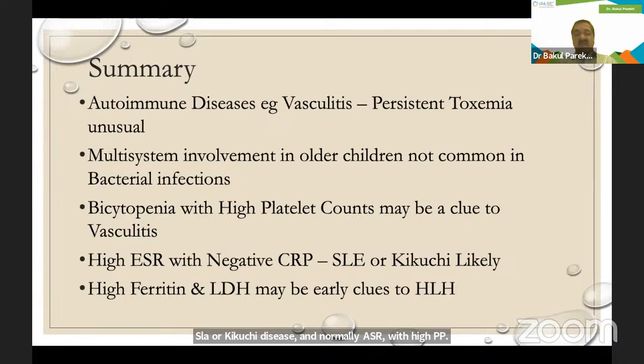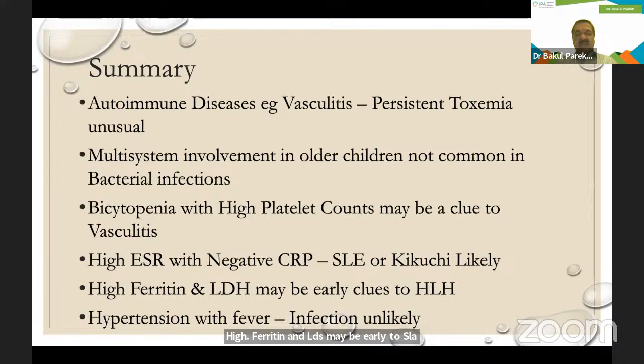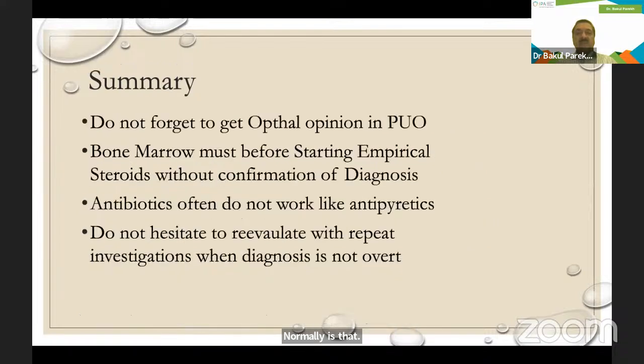HLH: high ferritin and LDH may be an early clue to HLH, other than normal ESR. And hypertension with fever, usually infections are ruled out. So do not forget to get an ophthalmic opinion in FEO. Bone marrow must be done before starting any empirical steroids without confirmation of diagnosis. And antibiotics often do not work like antipyretics, and do not hesitate to reevaluate with repeat investigation.